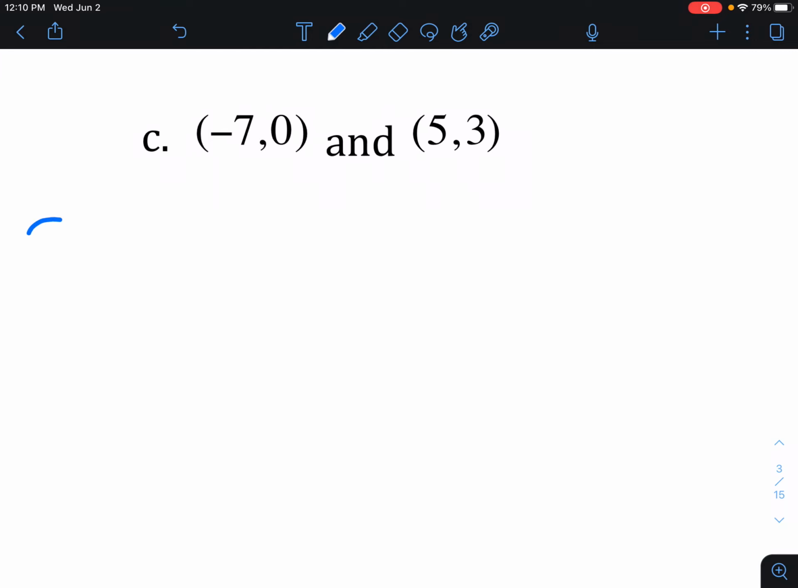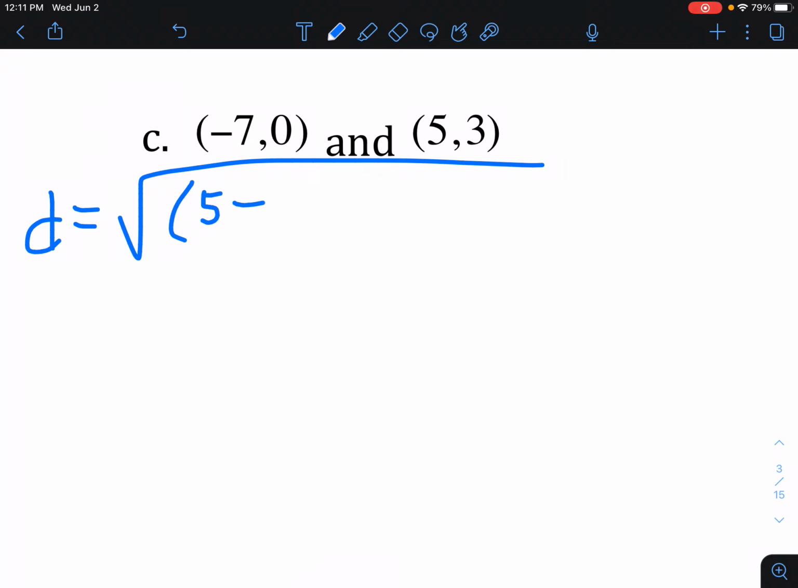All right, let's try another one. Square root of x2 minus x1. Notice I have a double negative. Minus a negative 7 would be a plus 7. And then plus y2 minus y1.